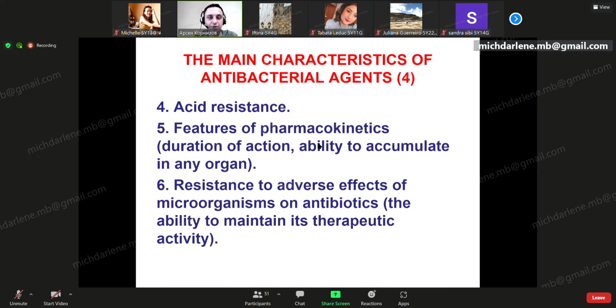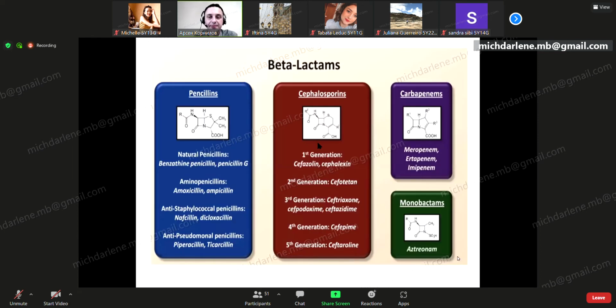Please do not forget, and please never use antibiotics without direct indications. Please never use broad spectrum antibiotics without significant indications for this broad spectrum antibiotics use. So let's discuss main antibacterial drugs classes, and let's try to understand main advantages and disadvantages of these classes.